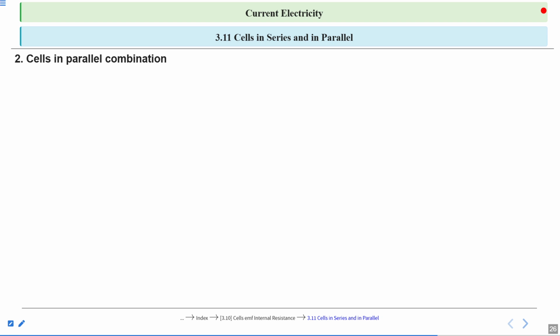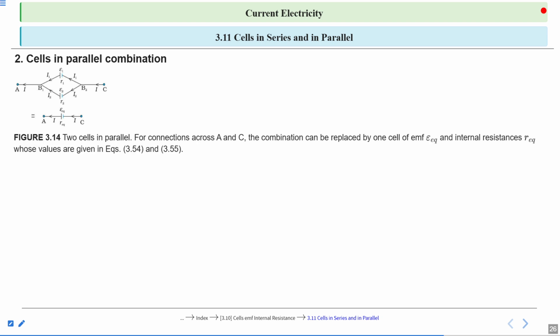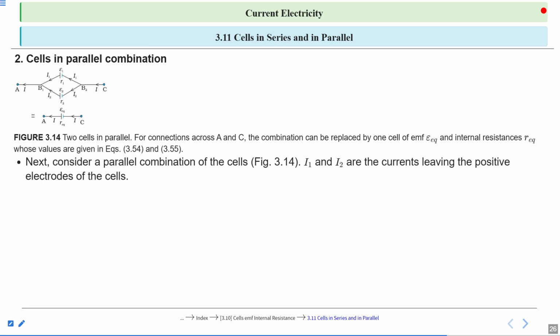So next is cells in parallel combination. Okay, we have done the series combination. Now we'll move to parallel combination. So next consider a parallel combination of cells like this diagram. This diagram is shown in figure 3.14, two cells in parallel.